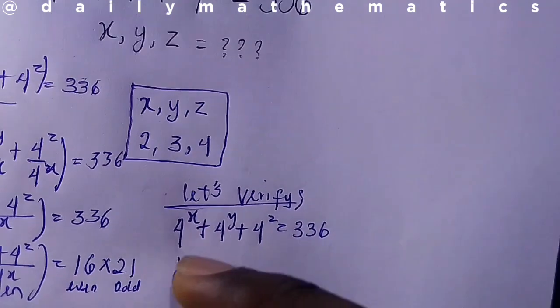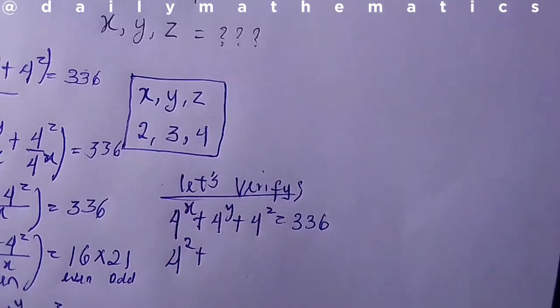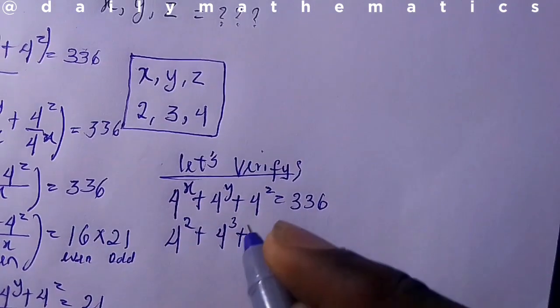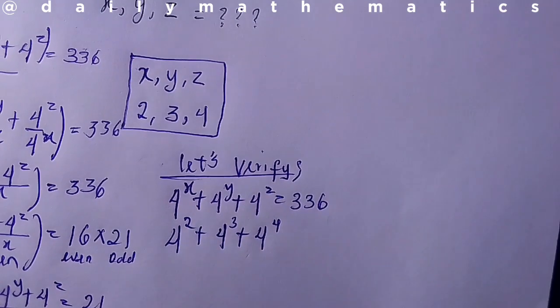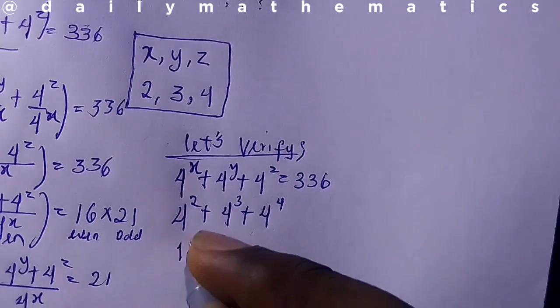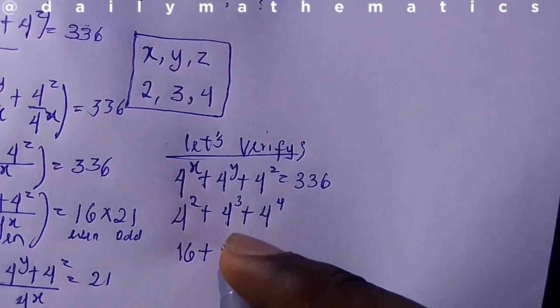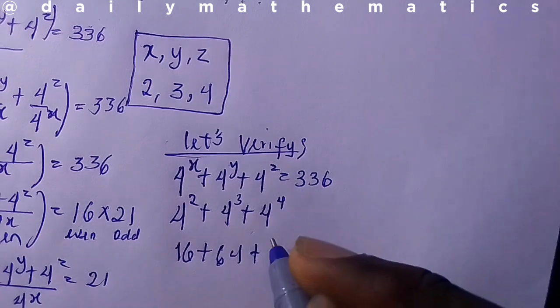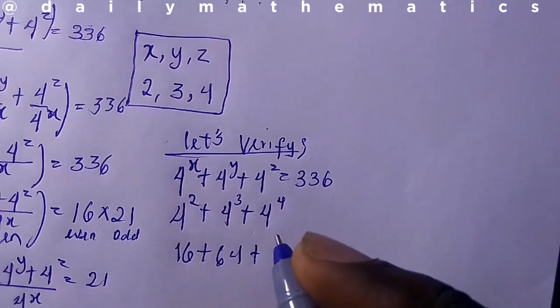Now let's do it. 4 raised to the power of x, that's 4 raised to the power of 2, plus 4 raised to the power of y, that's 4 raised to the power of 3, plus 4 raised to the power of z, that's 4 raised to the power of 4. Now, will it give us 336? Now, 4 raised to the power of 2, that's 4 squared, which is 16, plus 4 cubed, which is 64, plus 4 raised to the power of 4. What is 4 raised to the power of 4? Now, 4 raised to the power of 4 is 256. That's 4 times 4 times 4 times 4.